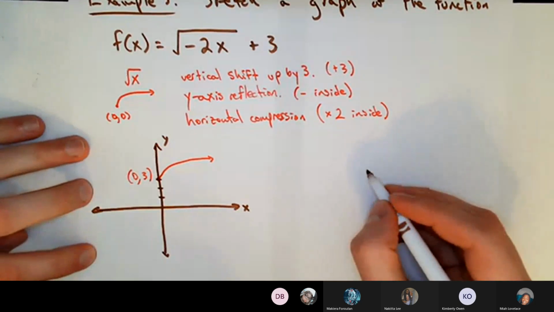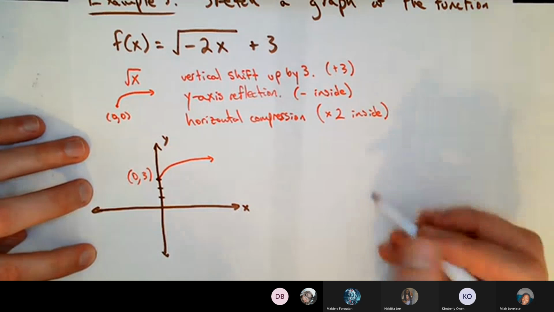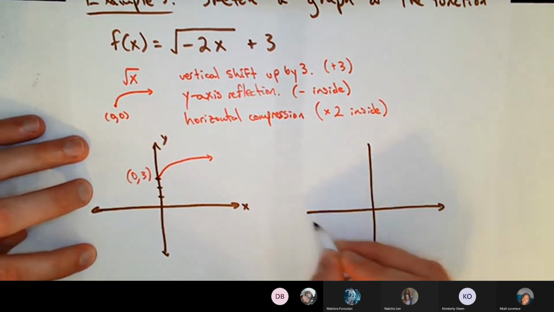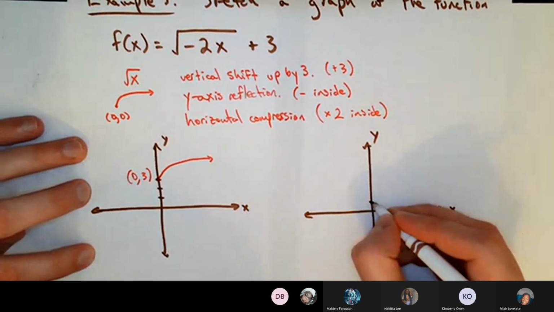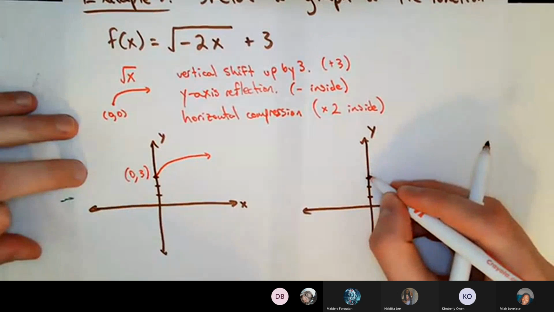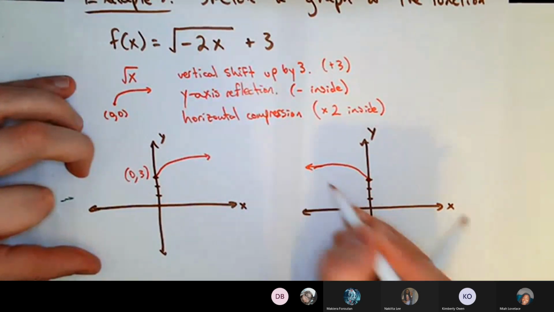Now I'm going to reflect it over the y-axis. So you notice I'm drawing a new graph for each step. And it's still up here at 1, 2, 3, right? That's where my graph is. I'm going to reflect it over the y-axis. So, whoops, like that.